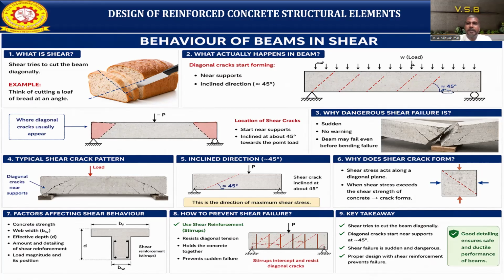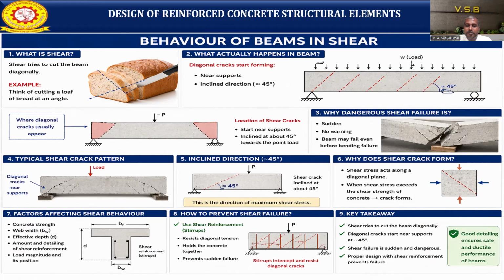What are the factors affecting the shear behavior? One is the concrete strength, which is very important: what grade or strength of concrete we are using. Others are the web width and effective depth, the amount and detailing of shear reinforcement, load magnitude, and load position. All of these are important for shear behavior. So how do we prevent shear failure? We need to provide proper shear reinforcement. As per the code, different types of reinforcement are available: vertical stirrups, diagonal stirrups, and bent-up bars. These three can resist shear.